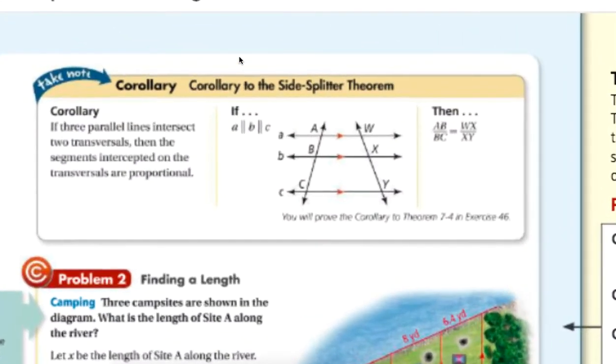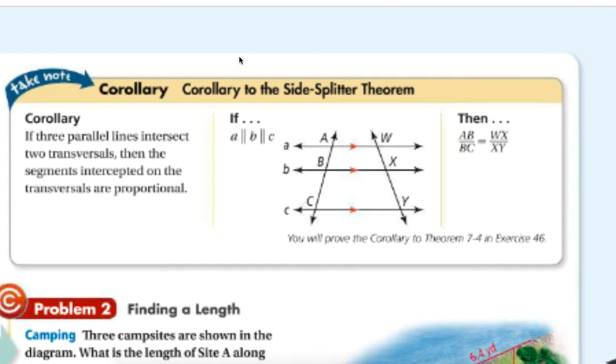Which is saying if we have more stacks now, so notice we have 3 parallel lines that intersect 2 transversals, those segments intercepted on the transversals are proportionate. So it's pretty wild how this one works because it looks as if this is a ladder of sorts. Maybe that's a good way to think of it. But A, B, C run parallel. Those three lines run parallel. Pretty easy to understand that. Have these two lines, or transversals rather in this case, that cut through, creating A, B, and C, and also W, X, and Y.